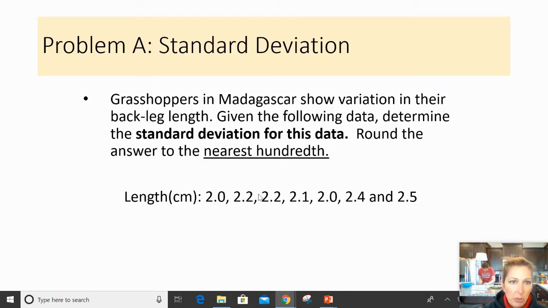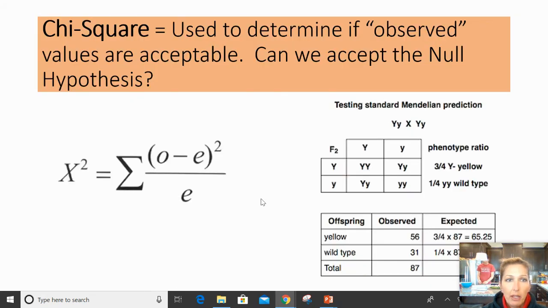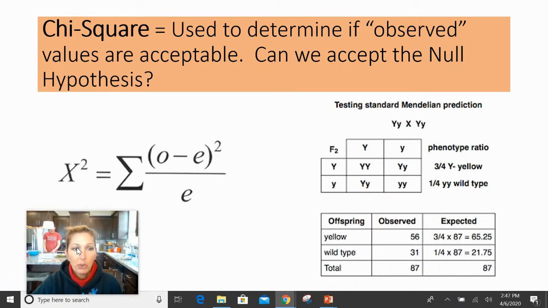So I gave you a practice problem of calculating standard deviation, so you guys can do that. You can look at the problem set. I explained the solution as well, but here's the big dog that we need to be learning about today. This is the most important, and I will bet money that College Board is going to ask you guys to do a chi-square analysis.